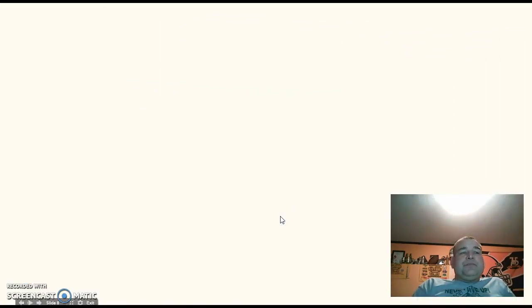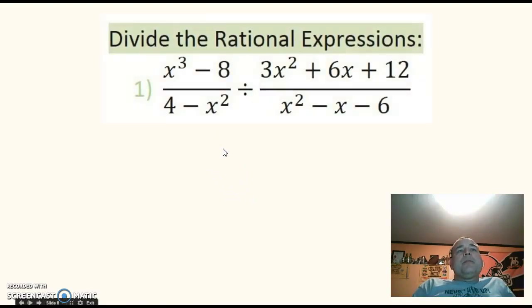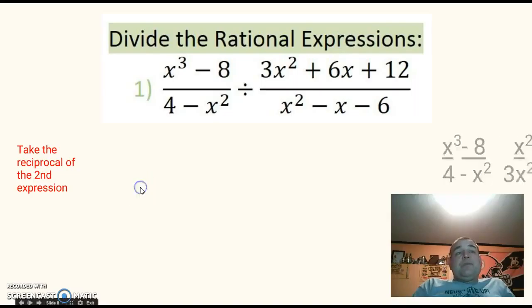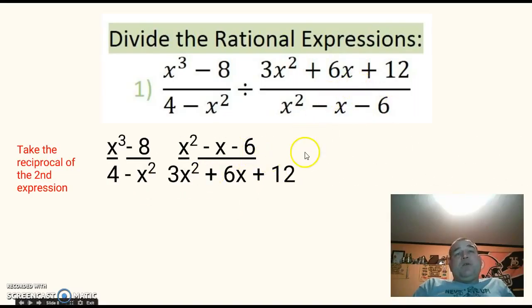Take a look at this one. X cubed minus 8 over 4 minus x squared. So a cubic binomial, as a matter of fact, over a quadratic binomial. Here, quadratic trinomial, quadratic trinomial. Remember, the first thing you want to do is you want to take the reciprocal of the second expression. So we flip the second one. Remember, after you flip, it's no longer division, it's multiplication.